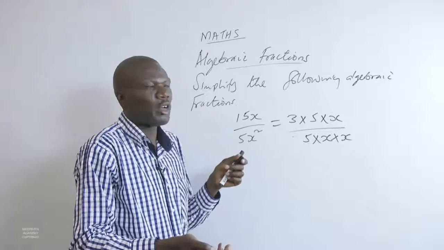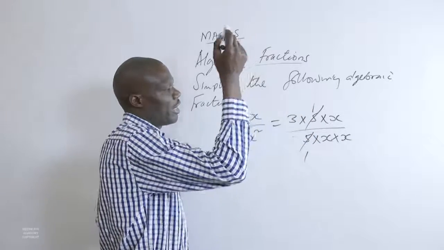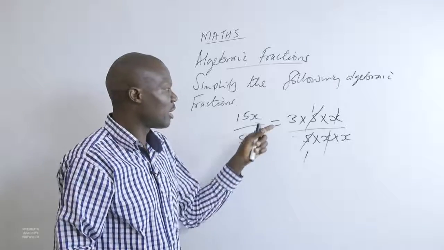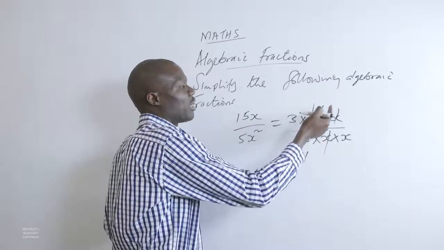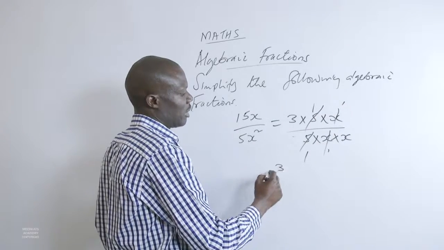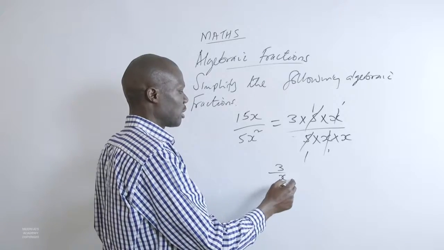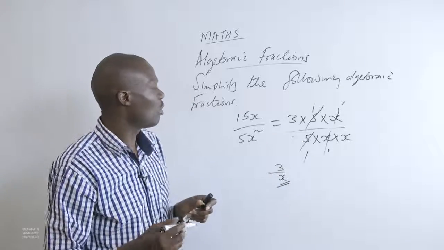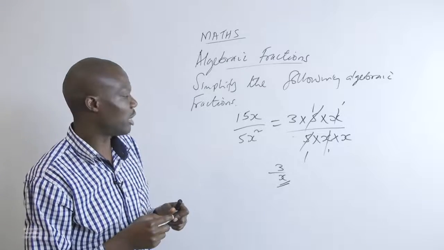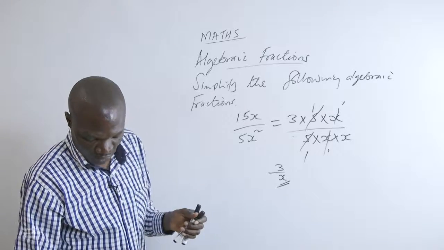Then we start simplifying. The common factor here is 5 and 5. We remain with 1 there. And then x simplifies with one of the x's. Then we shall remain with 3 times 1 times 1, which will give us 3. And the denominator is 1 times x, which is x. So the simplified form of 15x over 5x squared is 3 over x.